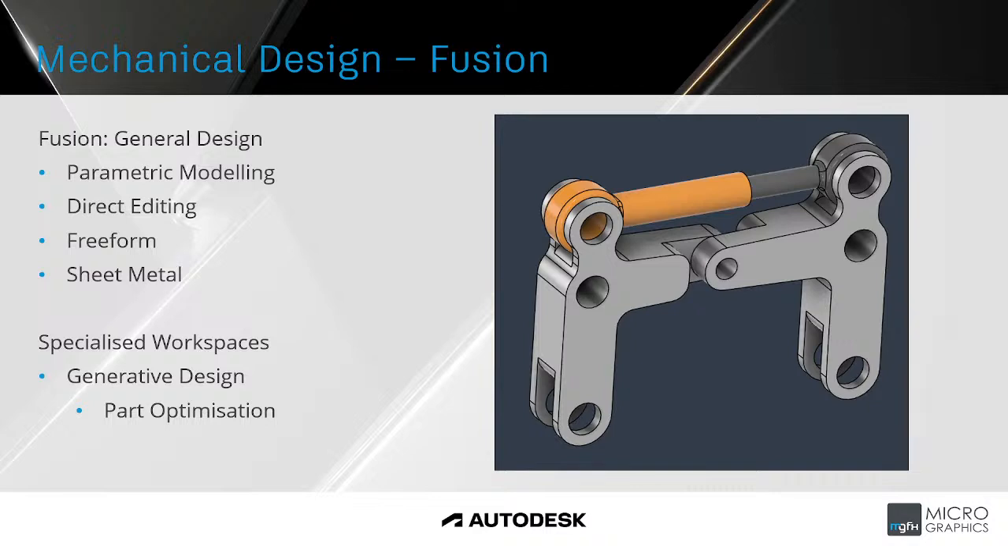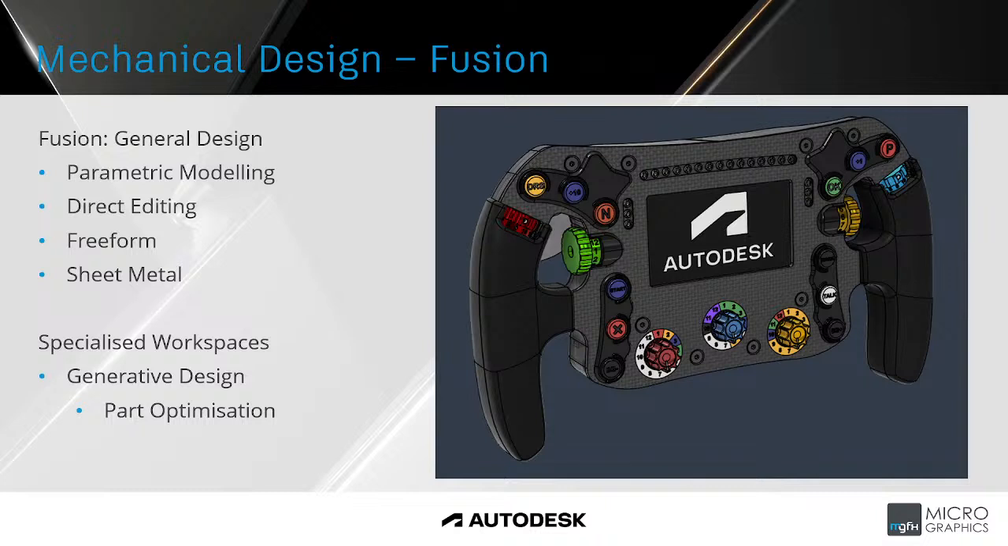And then in our specialized workspaces, we don't have those design accelerators like we do in Inventor, but we do have various other options within Fusion. The ones that I'm going to highlight here is the generative design and part optimization. Generative design. Actually, if we look at the image on the right here, this just leans a bit more into the parametric modeling and freeform modeling.